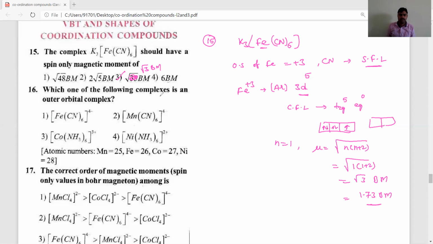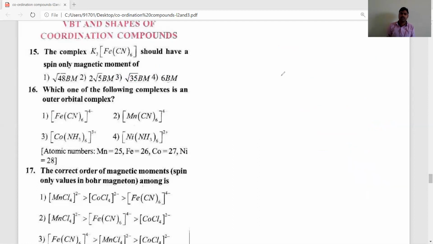Which one of the following complexes is an outer orbital complex? With coordination number 6. Outer orbital complex means outer d orbitals are involved in hybridization according to valence bond theory. It is very easy, dear students.